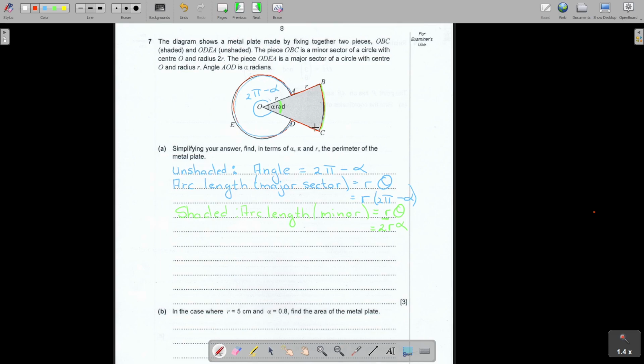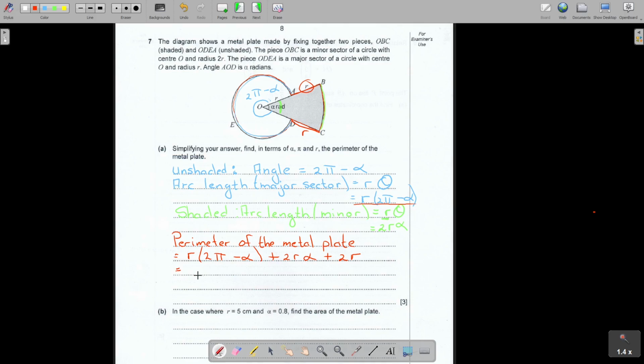plate. Remember, the metal plate is this whole thing. So, perimeter of the metal plate. Okay, and I'm going to just add up everything. So I'm just going to take that one, so it's r, it's 2 pi minus that alpha plus that 2r alpha, but don't forget that also r and that's also r, so plus another 2r. Okay, because it's the distance around the figure.